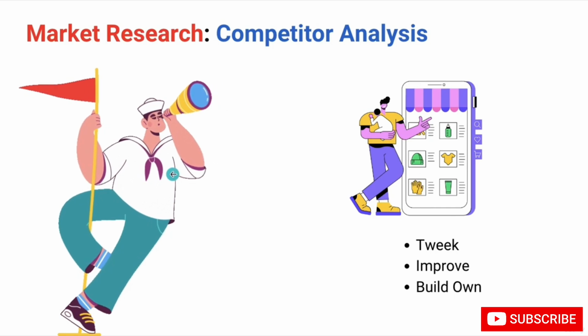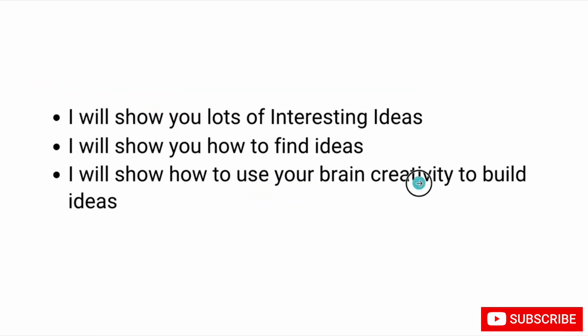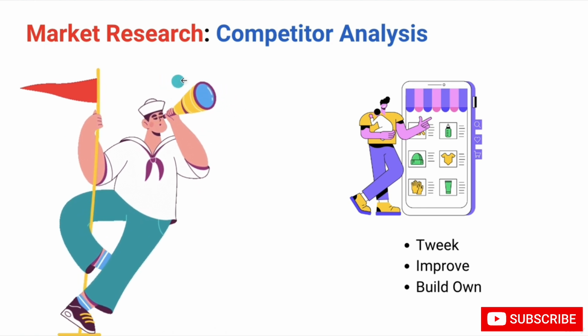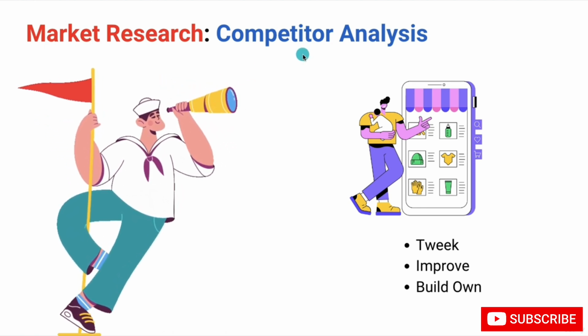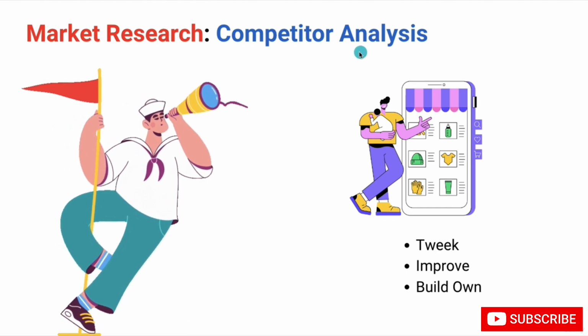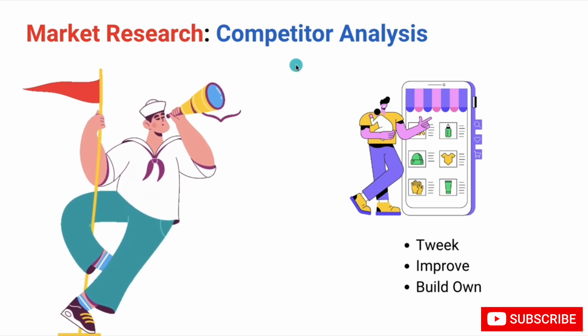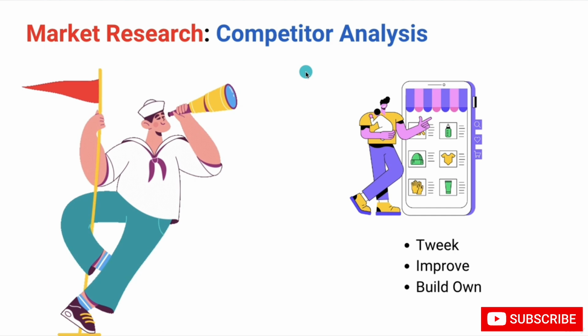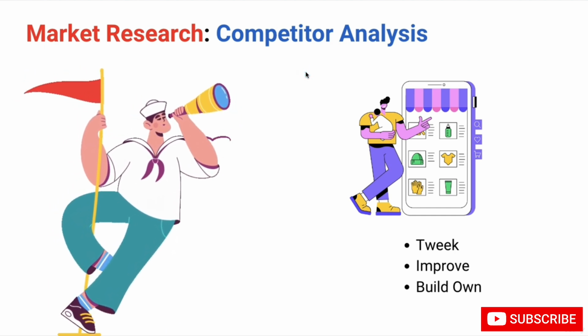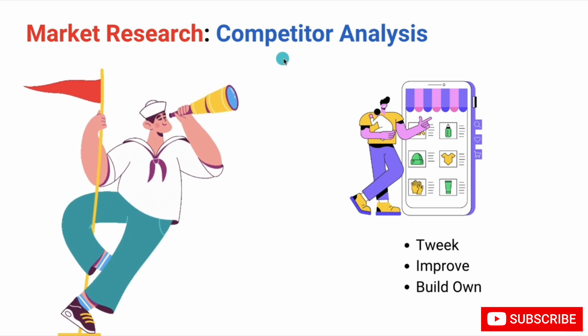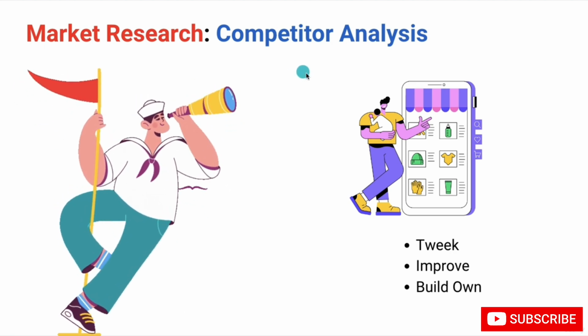So now, how to get ideas? The very first method we have is market research. In short, we also call it competitor analysis. Basically, we have to see what our competitors are doing and what their weak points are. Let's say there is one API and that API has some negative points, so we can bring some feature that can solve that weakness in our own API.